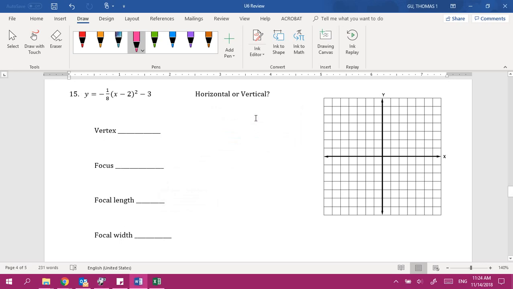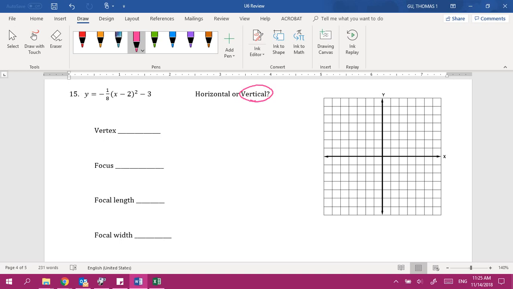All right, so number 15, first things first, you want to identify: is it horizontal or vertical? Is this going to be a horizontal or vertical parabola? Vertical. How did you know that? Because I look at the y. Right, if it's y equals, then it's going to be vertical. That's right.